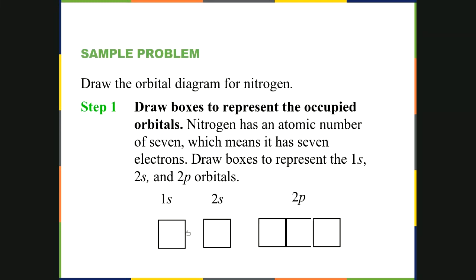I have a 1s. There's only one s orbital within each sublevel. There's a 2s. And then for the 2p sublevel, there are three separate p orbitals. So I have three boxes here. Now for nitrogen, I'm going to put away my 7 electrons. So I put 2 in this first sublevel, 2 more in the second sublevel, and then 1, 2, 3, 4.